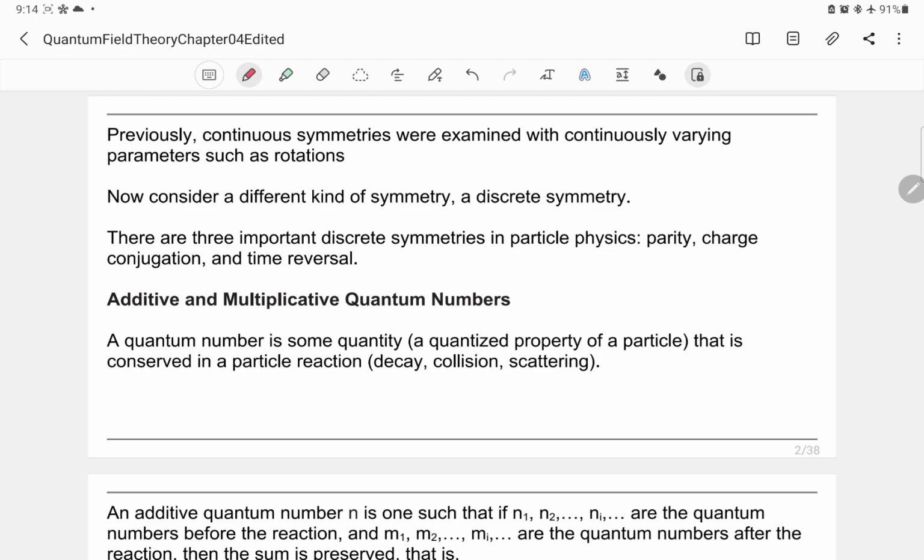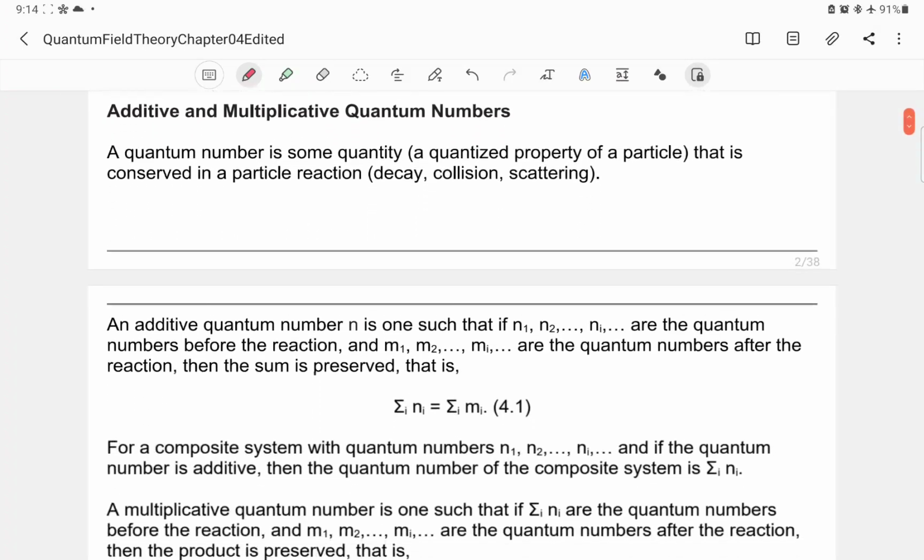Before we go to the symmetries, we deal with a quantum number first. What is a quantum number? It's a quantity or a property of a particle that is conserved in a particle reaction, whether it's decay, collision, or scattering. There are additive and multiplicative quantum numbers.